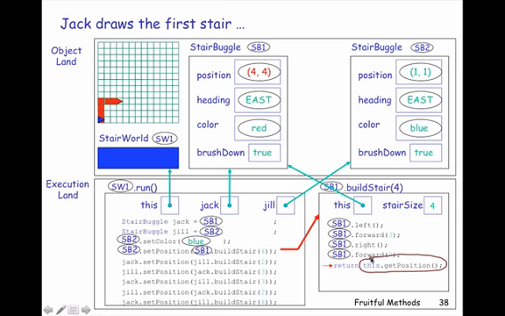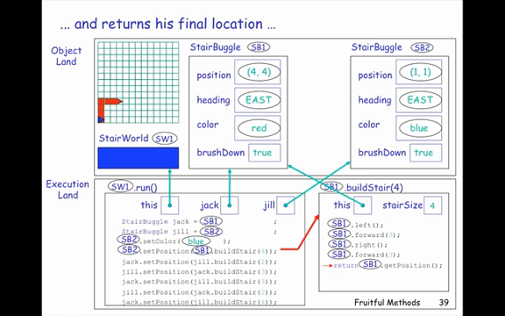So first we have to evaluate this, and the value of this is SB1. And now we evaluate SB1.getPosition. Well, as we've seen previously, SB1.getPosition denotes what's in the position instance variable of SB1. So it denotes this value here, which is the location 44. So that expression gets replaced by the location 44.